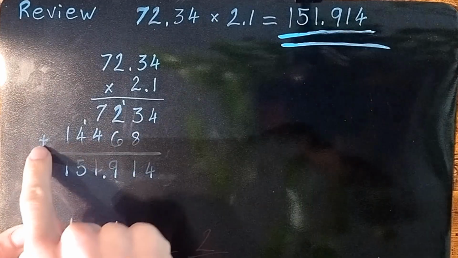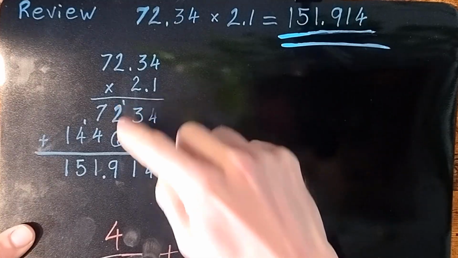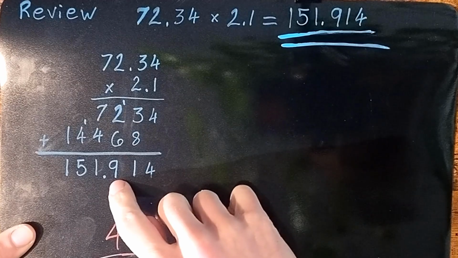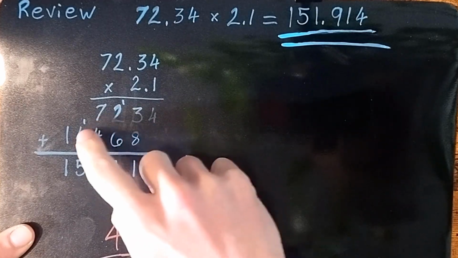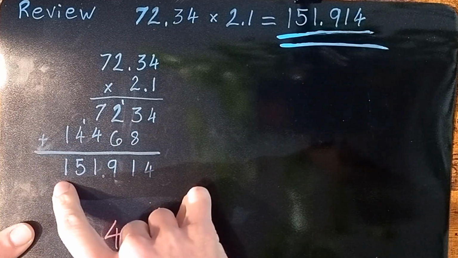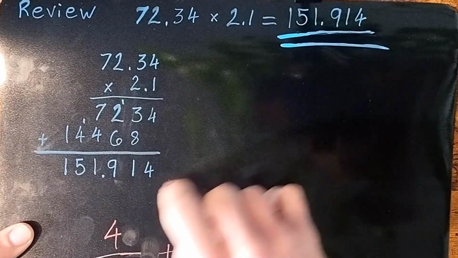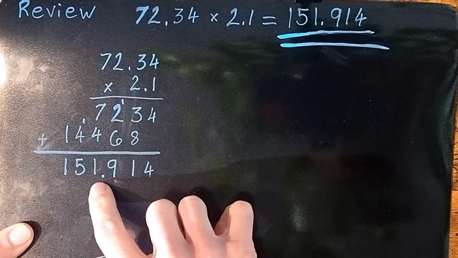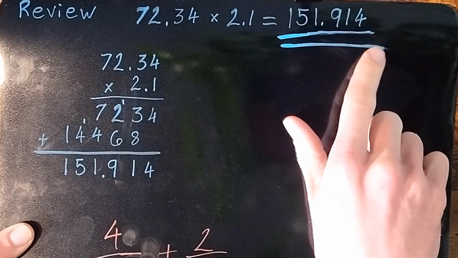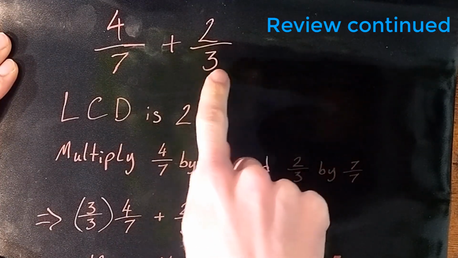Now I add these two values together. I get 4, 8 plus 3 is 11, carry the 1. 6 plus 2 is 8, plus 1 is 9. 4 plus 7 is 11, carry the 1. 4 plus 1 is 5, and 1. The values in my problem have a total of 3 decimal places, so my answer will have 3 decimal places. 151.914 is my answer.